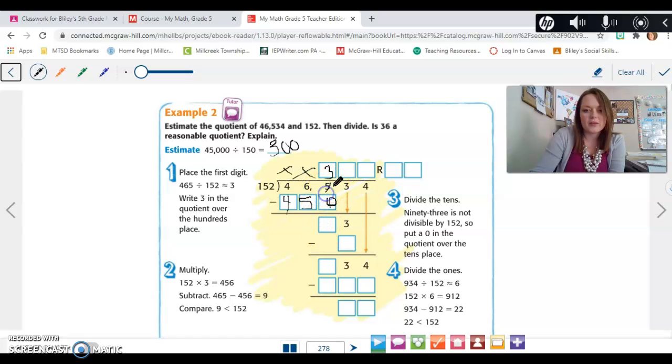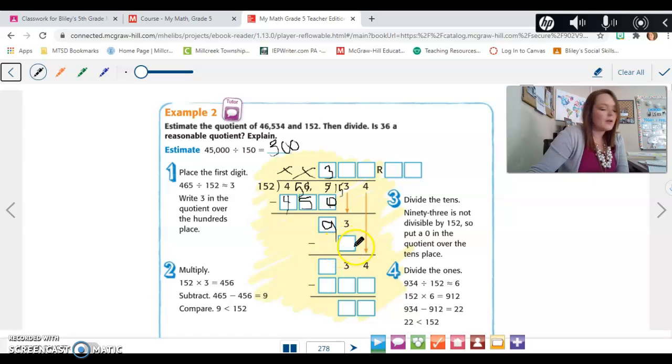Can I take 5 away from 6? Nope. So I need to borrow from my neighbor. 6 minus 1 gives me 5. Now I have 15 minus 6 gives me 9. 5 minus 5 is 0. 4 minus 4 is 0. Okay, I'm going to bring down my 3.